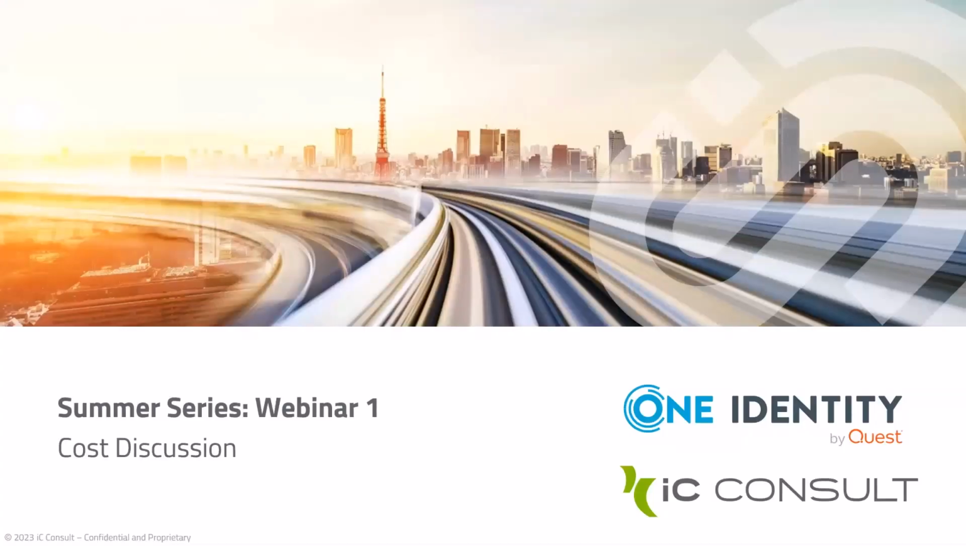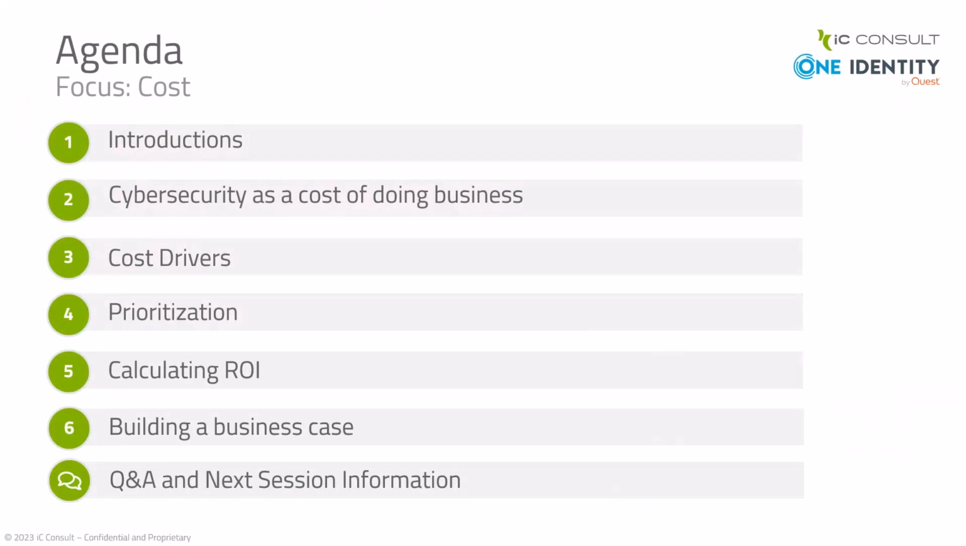This is going to be the first of a series of 4 webinars that IC Consult is doing with One Identity. And this first webinar is going to cover cybersecurity as a cost of doing business. This is going to include things like reducing business risk, reducing ongoing costs, compliance, and enabling the business to pursue new revenue opportunities. We'll start off with introductions.